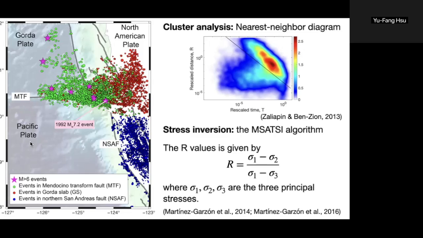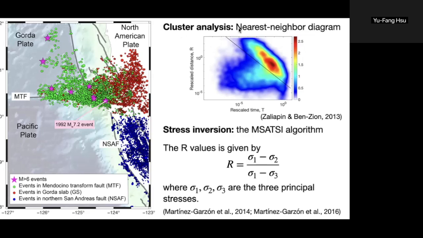However, the productivity of earthquake clusters in this region is very low, meaning that relatively few aftershocks are observed within any given aftershock sequence. Here we analyzed the earthquake triggering process near the Mendocino Triple Junction by combining the cluster analysis with the characterization of tectonic stress field.